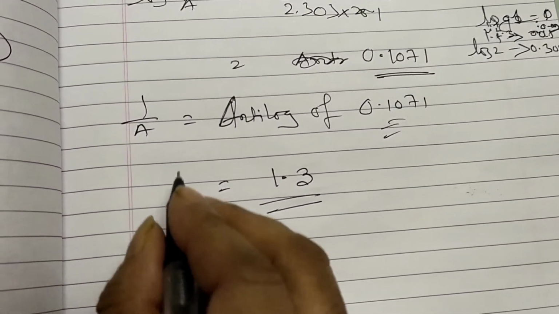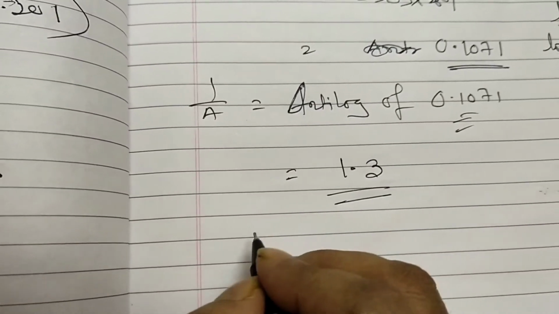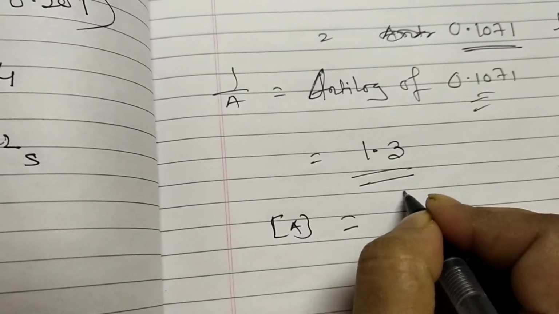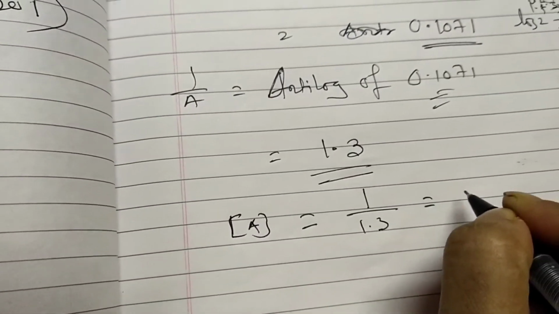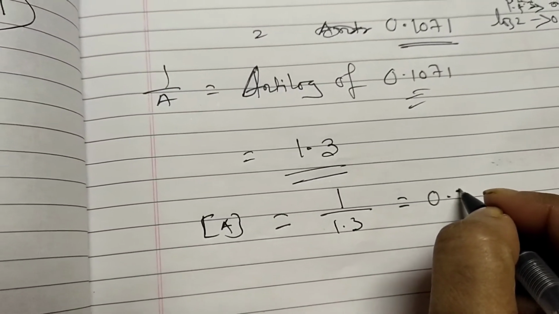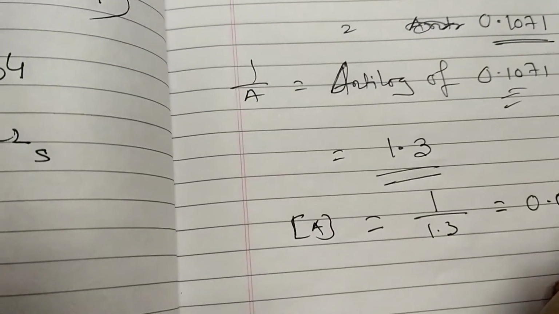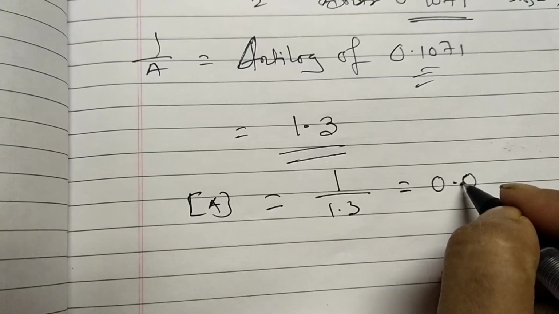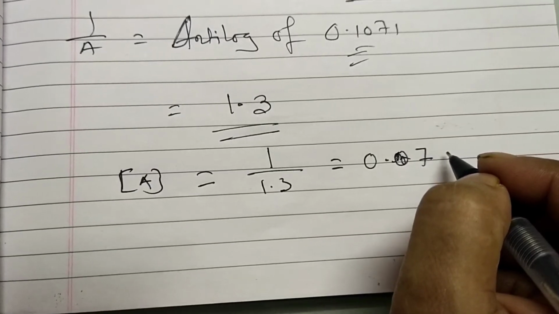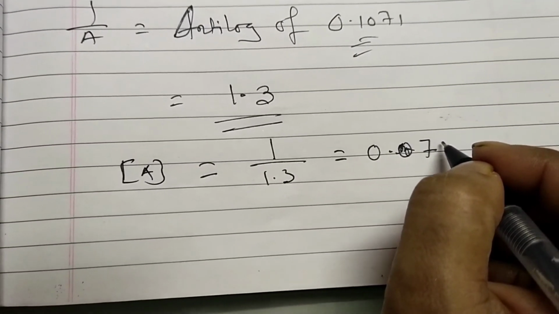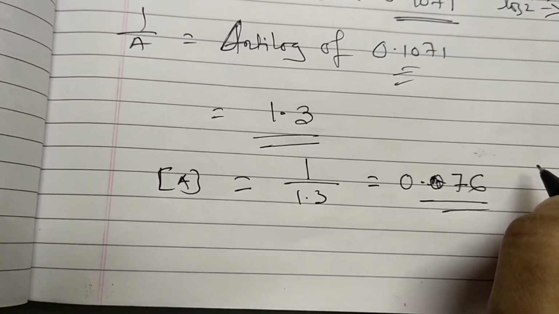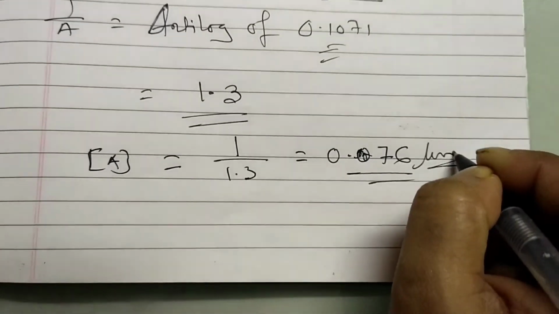So now the anti-log equals 1.3, and A equals 1 by 1.3. 13 sevens are 91, and 13 sixes are 78, so the answer comes to about 0.76, and it is in micrograms.